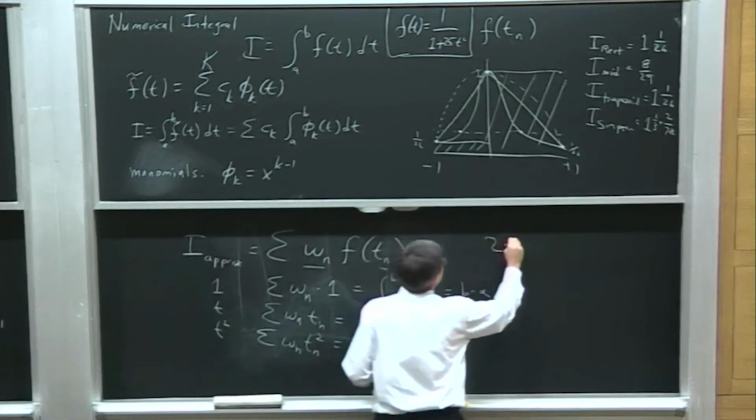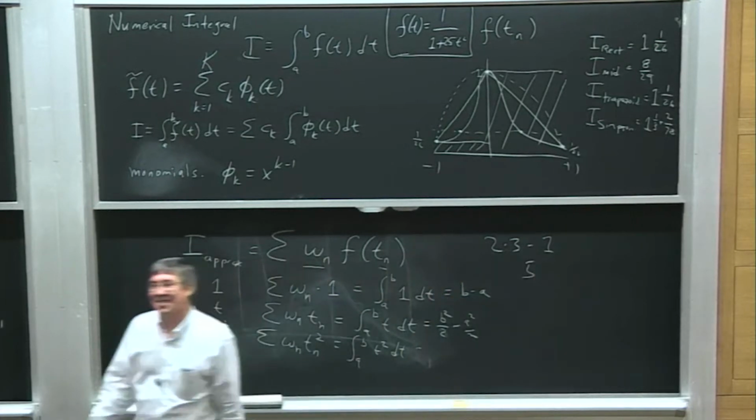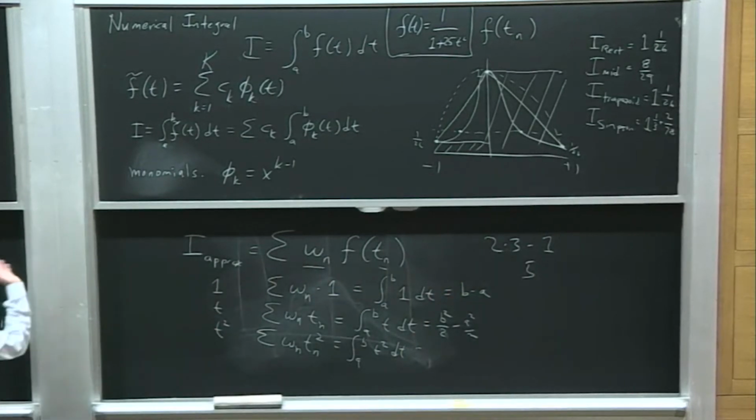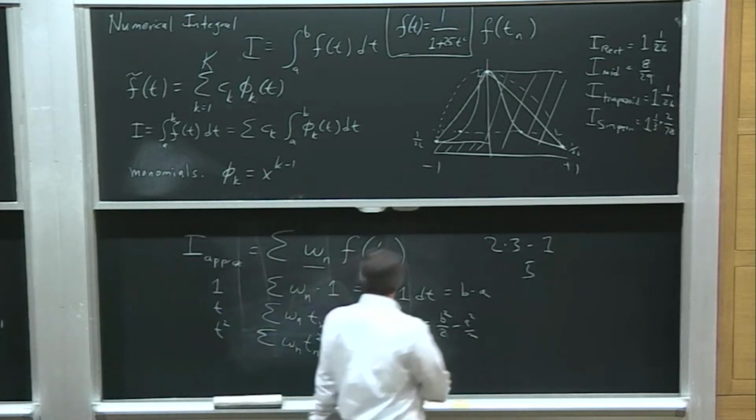Can't do this. 2 times 3 minus 1. What's that? 5. There we go. 5 up to the 5th order polynomial. I'll integrate exactly. I'll have an error for a 6th order polynomial. So this is a rule.